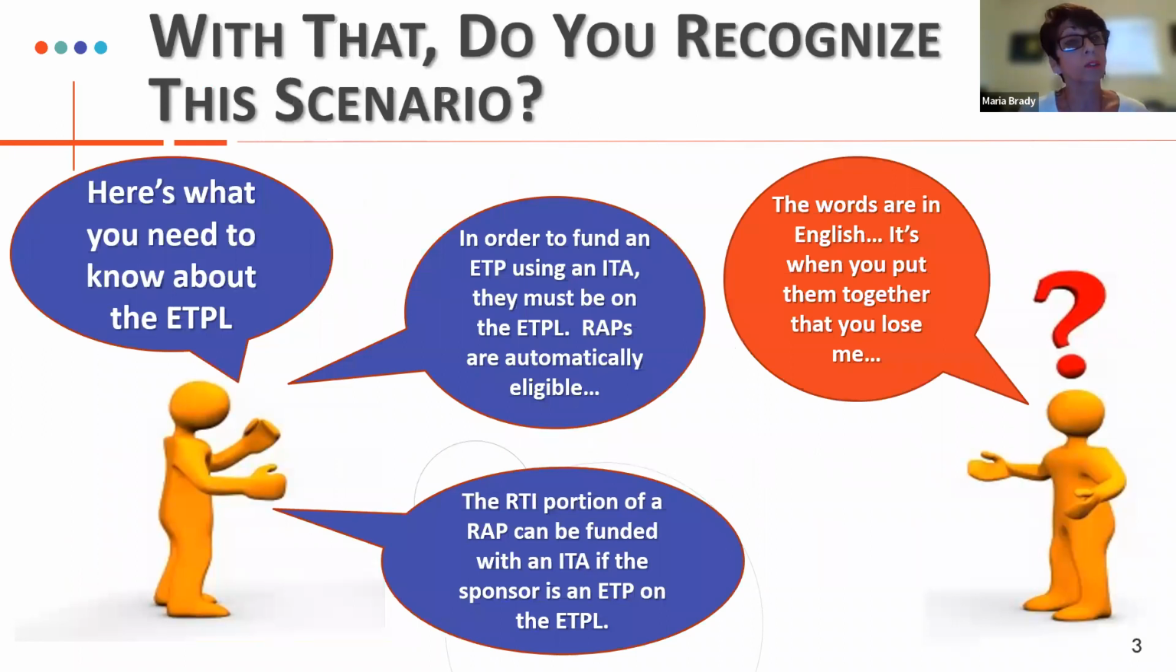So here's what you need to know about the ETPL. And what's in the middle is actually true. They're true statements, although it's somewhat tongue-in-cheek. In order to fund an ETP using an ITA, they must be on the ETPL. RAPs are automatically eligible. The RTI portion of a RAP can be funded with an ITA if the sponsor is an ETP on the ETPL.